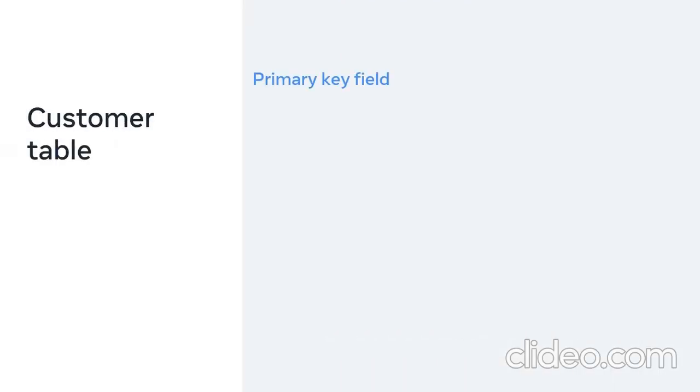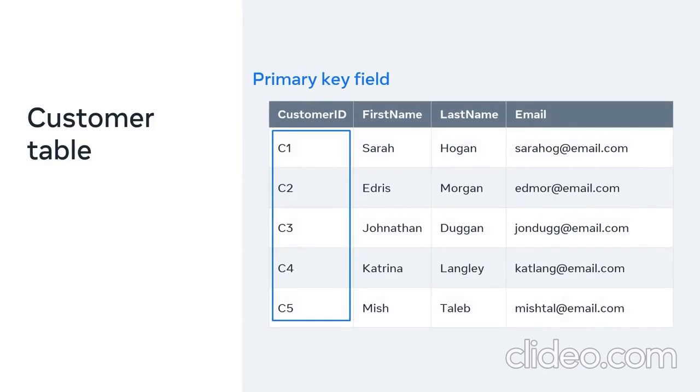But what if two or more customers share similar info, like the same first name or last name? To avoid this confusion within the database, you can use a field that contains only unique values like the customer ID. This is called a primary key field. It contains unique values that cannot be replicated elsewhere in the table. So even if two customers share the same name, they'll still have separate customer IDs. This means that your database can determine which customer is the required one.